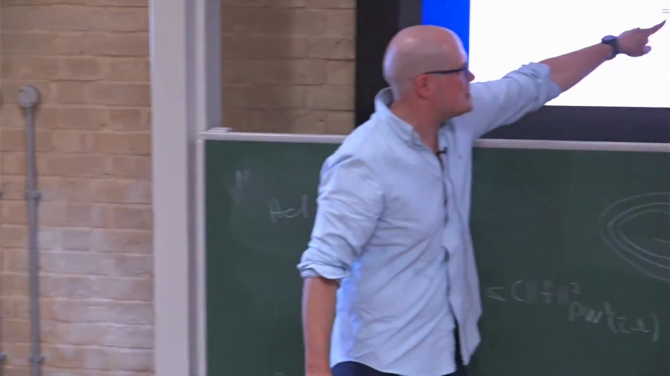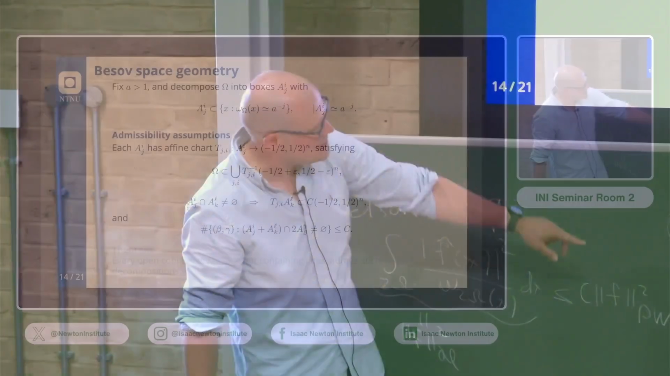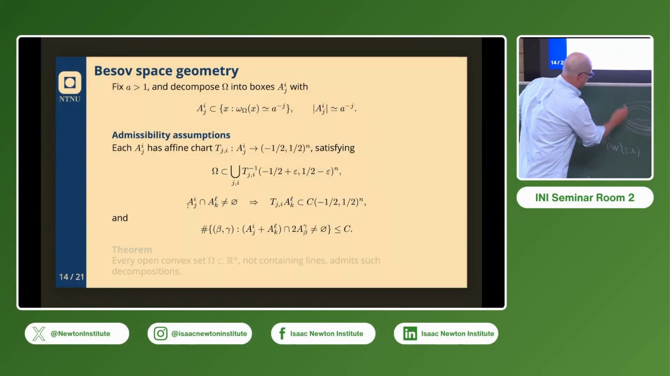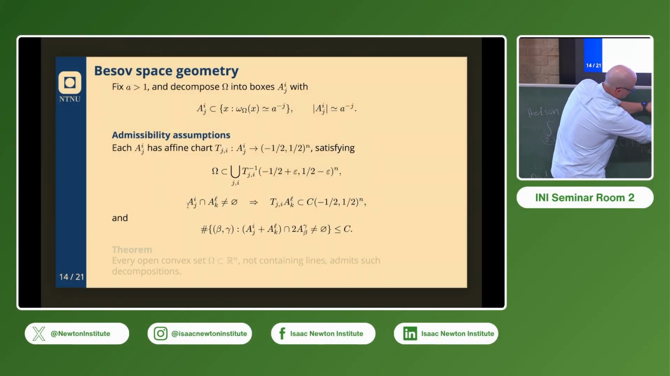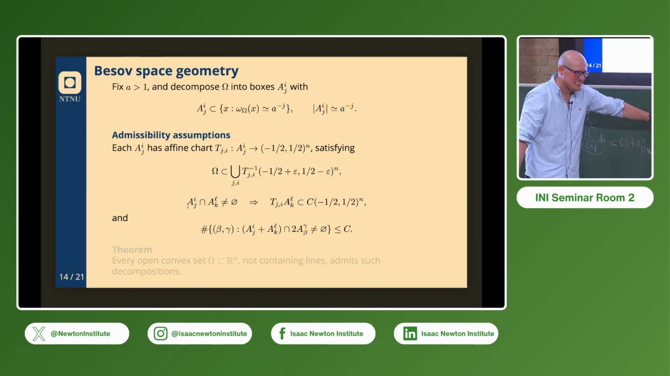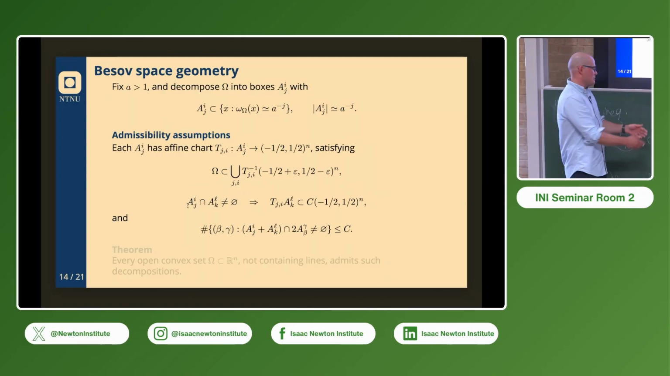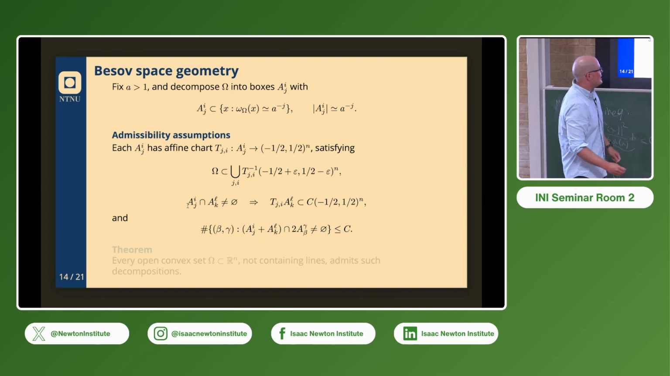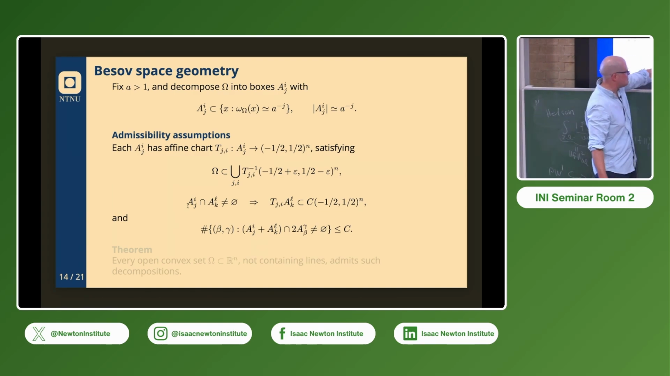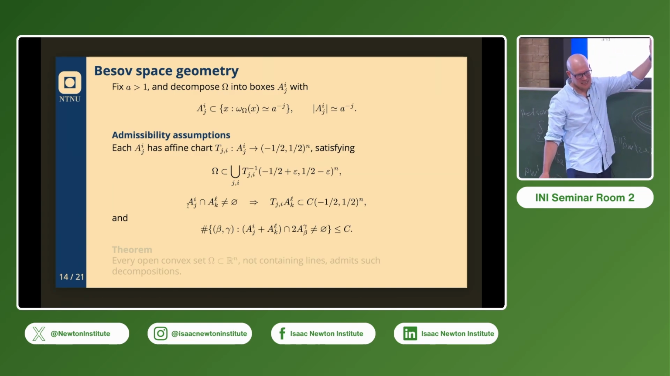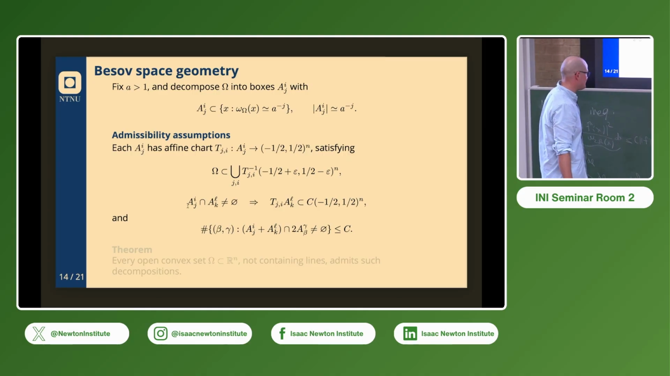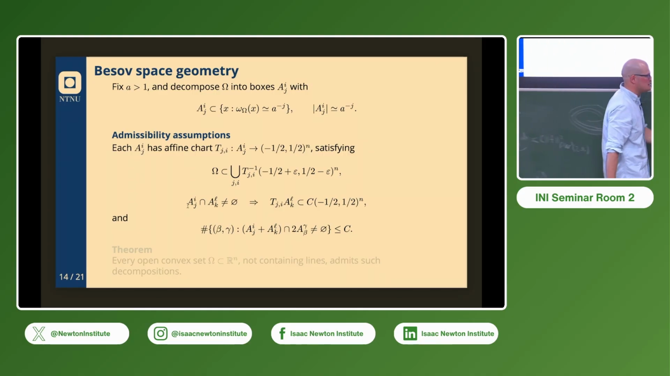And then you have this natural condition that if you take the sum of, so this is kind of like a grid for your whole set, I can't draw it right now. And in Rn, this would be exactly just a grid. And if you take the sum of 2 of them, they should not intersect too many other boxes. So those are the natural conditions.